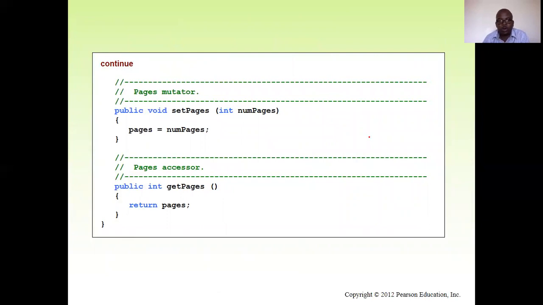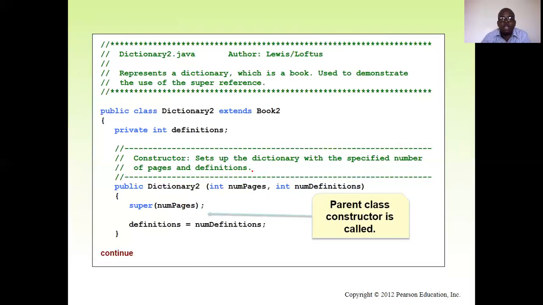And then we now have 2 methods. We have set pages and we have get pages inside book 2, right? Now we have dictionary 2, which extends book 2, right? And it has 1 member.